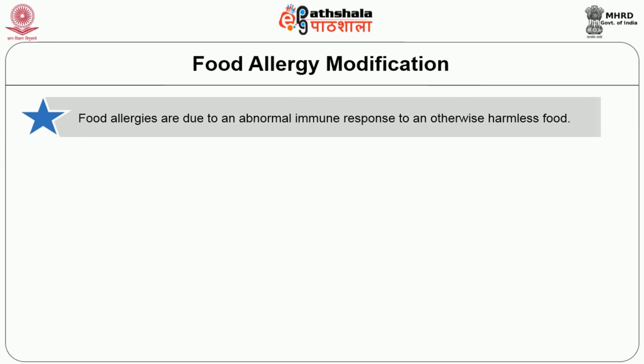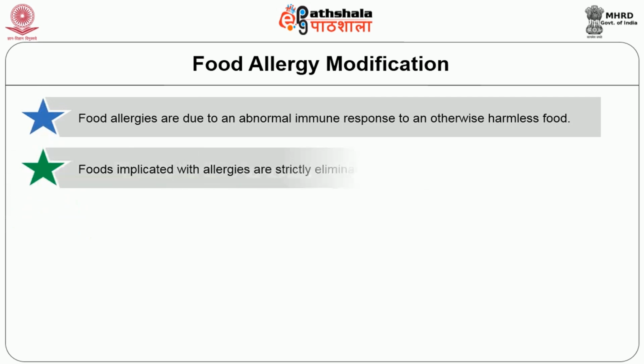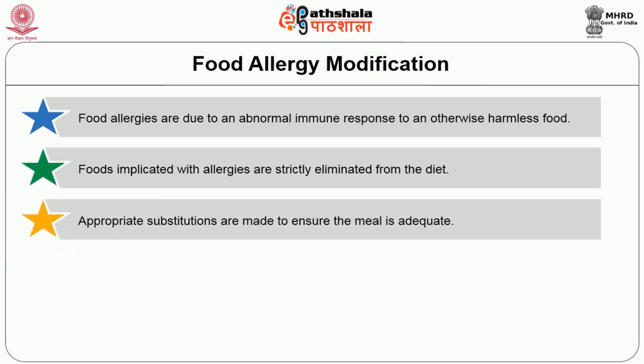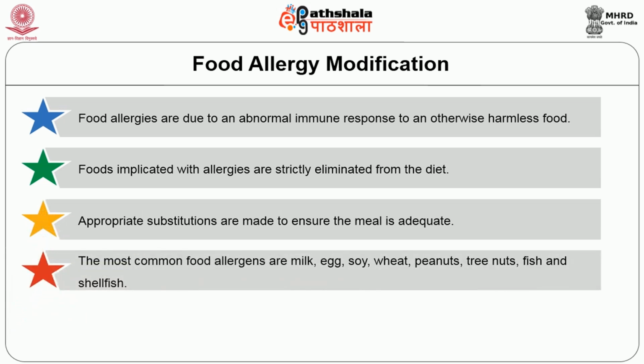Food allergies are due to an abnormal immune response to an otherwise harmless food. Foods implicated with allergies are strictly to be eliminated from the diets, and we call these diets elimination diets. Appropriate substitutions are made to ensure that the meal is adequate and nutritious. The most common food allergens are usually the protein-rich sources: milk, egg, soya products, wheat, peanuts, fish and other products.